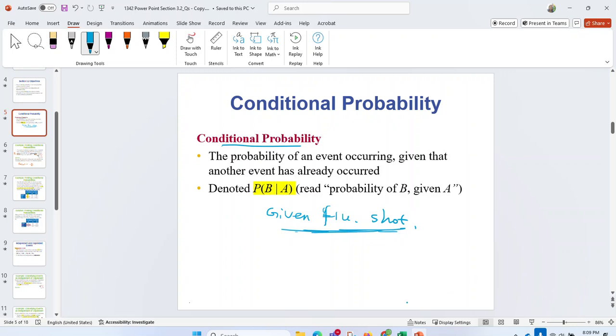And that would be called a conditional probability. I am very sure that if you got a flu shot, the chance you're going to get the flu is smaller. It's not zero, but it's smaller than for people who do not get a flu shot and get the flu. So that is this one right here. And sometimes we also compare these two groups to see the effective rate of the flu shot, that kind of thing. So that is called a conditional probability.